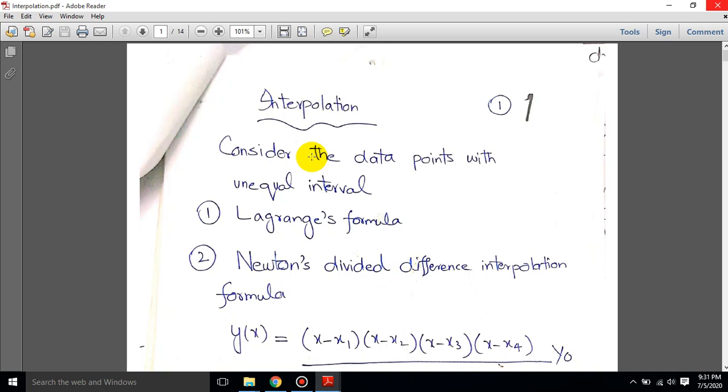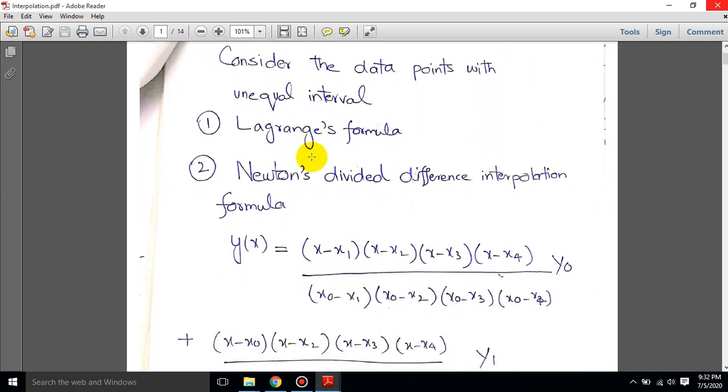Now, interpolation has different techniques in numerical methods. The first one is called the Lagrange formula, and the second one is called Newton's divided difference interpolation formula. In this lecture we're going to talk about the first technique, the Lagrange formula.